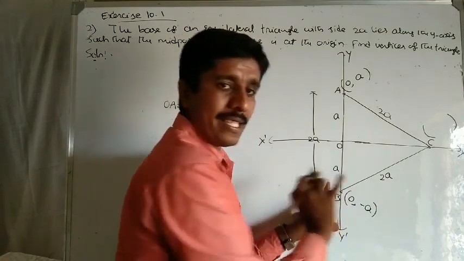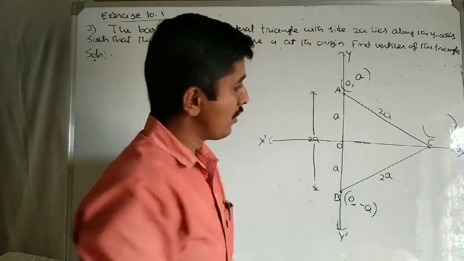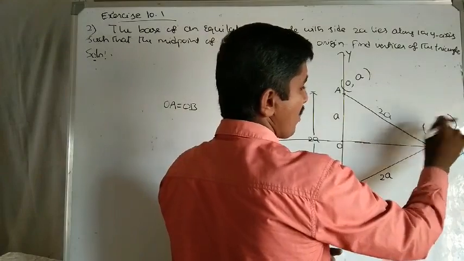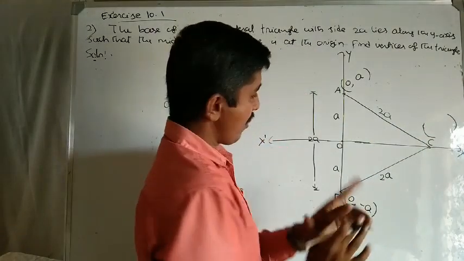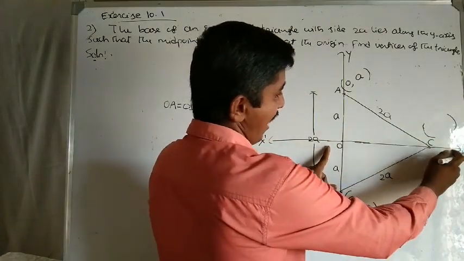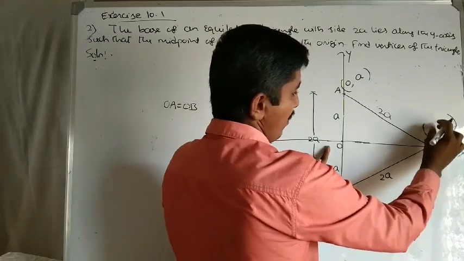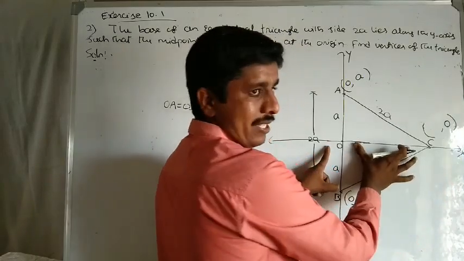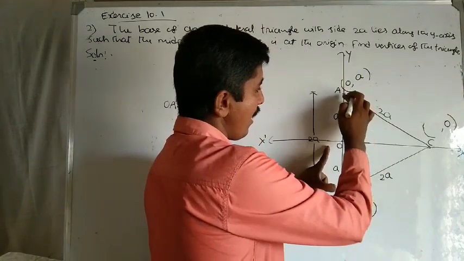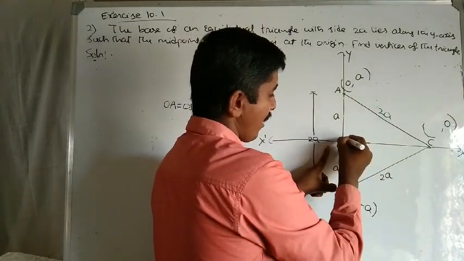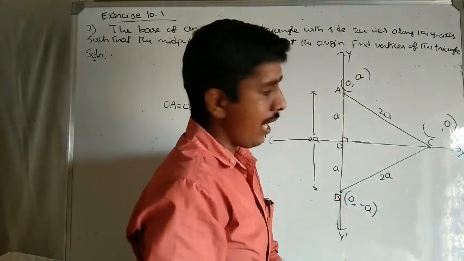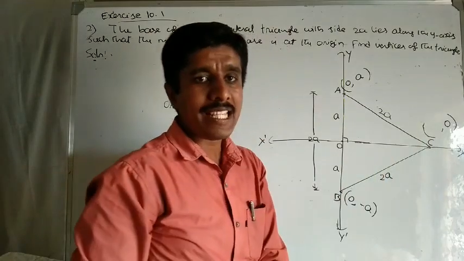A means here minus A. Got it. Now we shall find the coordinates of the vertex C. Vertex C lies on the x-axis, which means the y coordinate value is 0. Then what about the x coordinate value? It means this OC. First we shall find OC. Clearly here AOC is a right angle triangle. Right. And then write the coordinates of the vertex C.